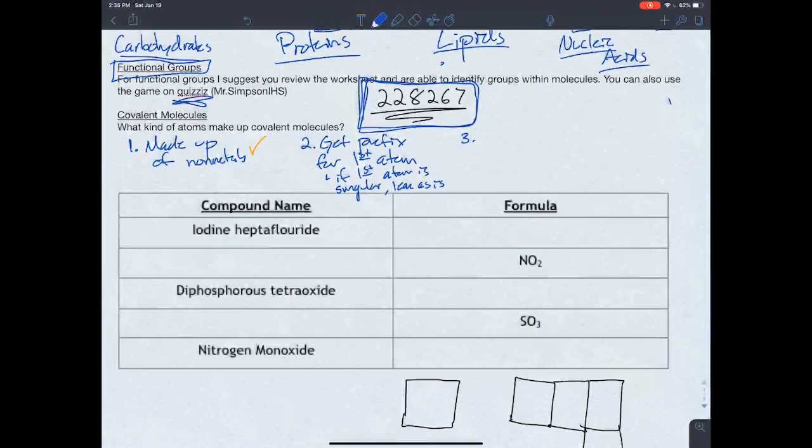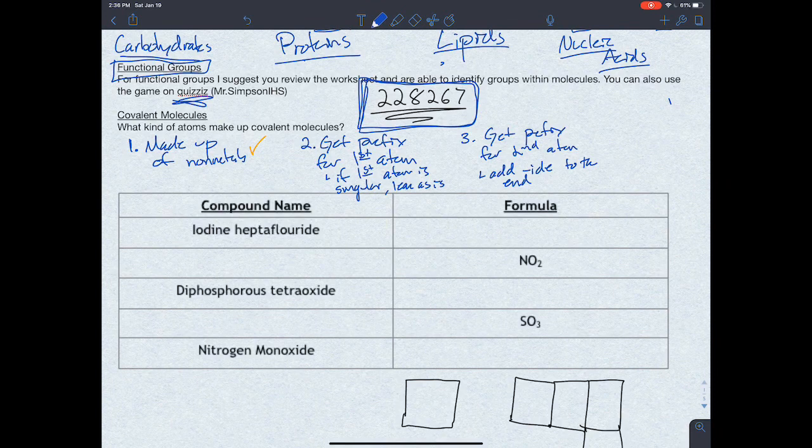So number 3 is going to be to get the prefix for the second atom, okay? And this is where we would use mono, or any prefix for however many atoms we have. And then right after that, you have to add "ide" to the end, okay? That's consistent with naming ionics as well. You add "ide" to the anion, as we've talked about, but for covalent molecules, you always add "ide" to the second atom in the covalent compound. So you get the prefix for the second atom: mono, di, tri, tetra, penta, etc. And then you add "ide" to the end, okay?